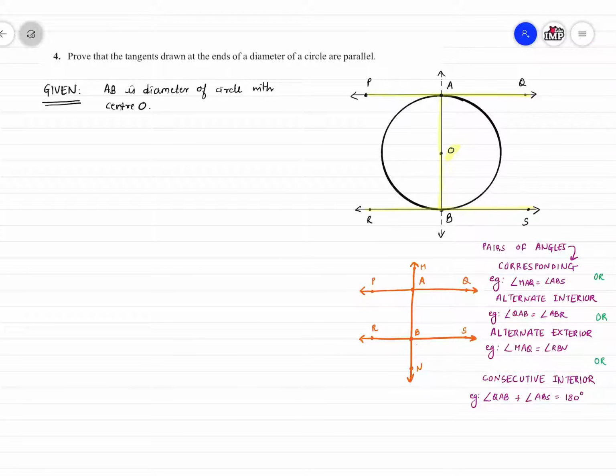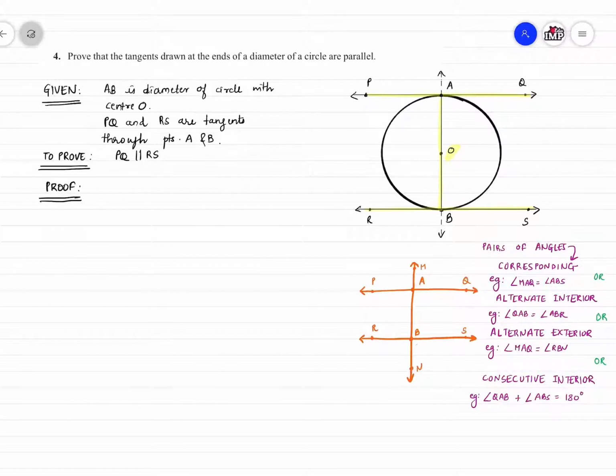Okay, so AB is the diameter of a circle with center O, PQ and RS are tangents through points A and B. And we have to prove PQ is parallel to RS.